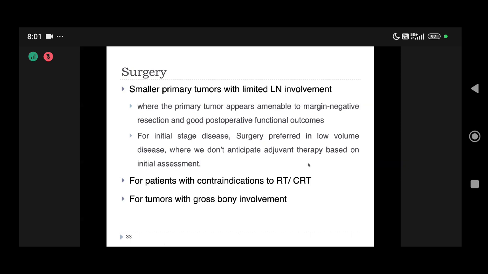The surgery can be preferred for patients who are not fit for radiation or chemoradiation, be it medically or any other cause, or when there is a gross bony involvement. So when there is gross bony involvement, radiation or chemoradiation doesn't do well. So technically these patients will go in for surgery, but these surgeries would have a lot of functional impact as well.